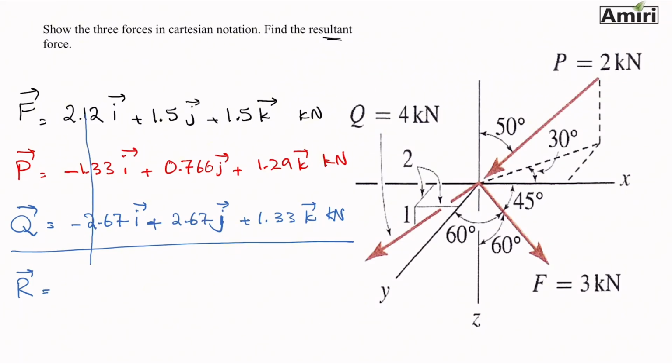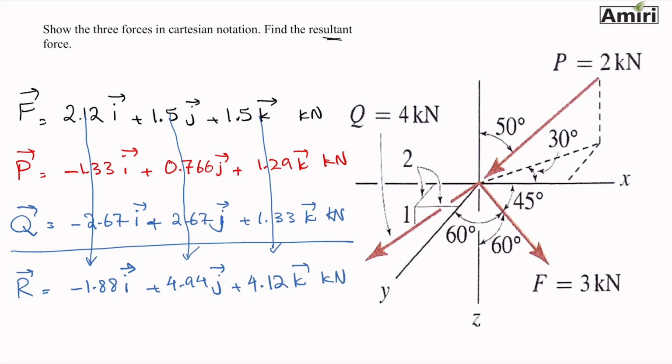Just add all of these together, and that will be minus 1.88 I. Add these three together, and that will be my J, 4.94 J, and then add these three together, and that will be my K. I hope this was helpful. Thank you very much.